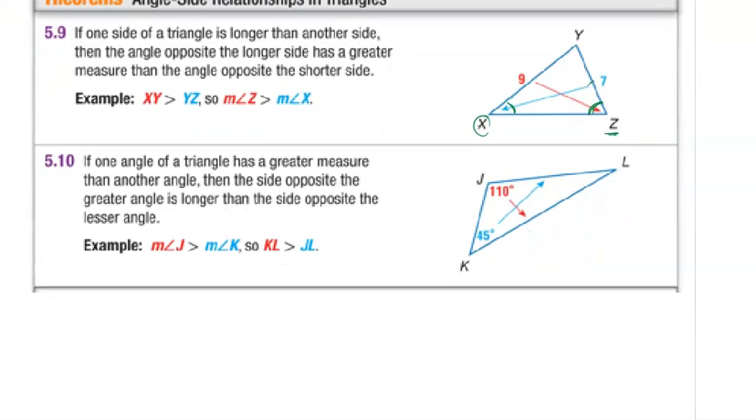And then the next one says if one angle of a triangle has a greater measure than another, then the side opposite the greater angle is longer. So these just go both ways. They mean the same thing pretty much, but in this one we're looking at the sides, they tell us where the big angles are, and in this one the angles tell us where the big sides are.